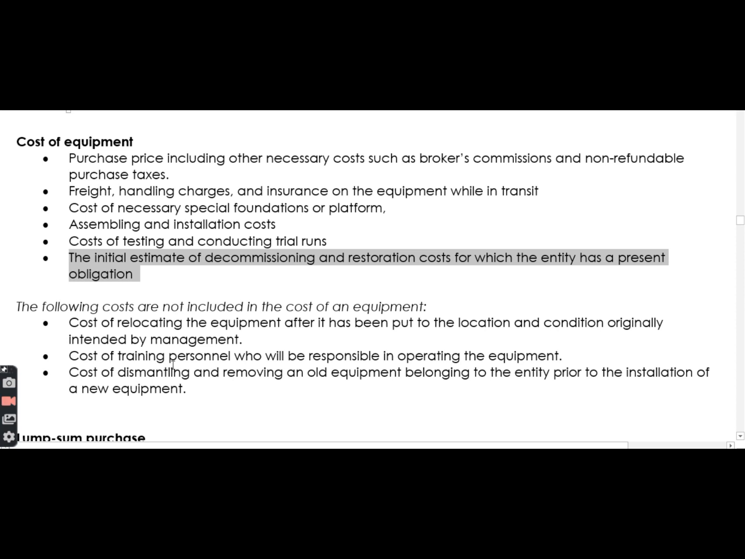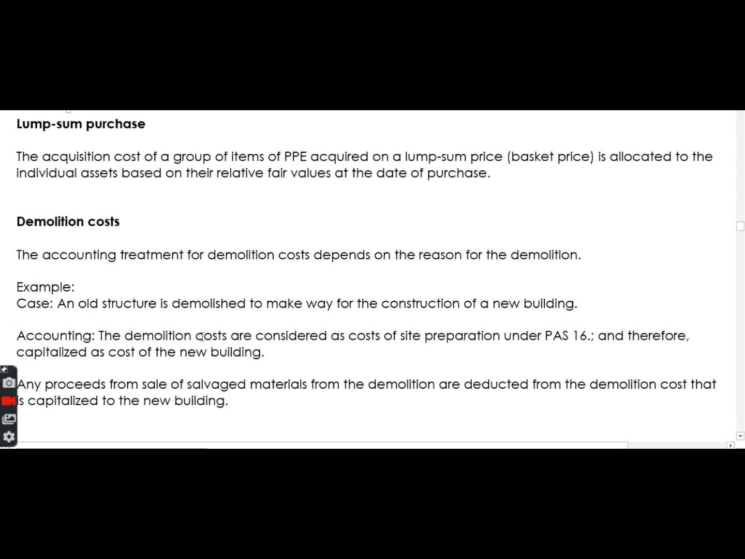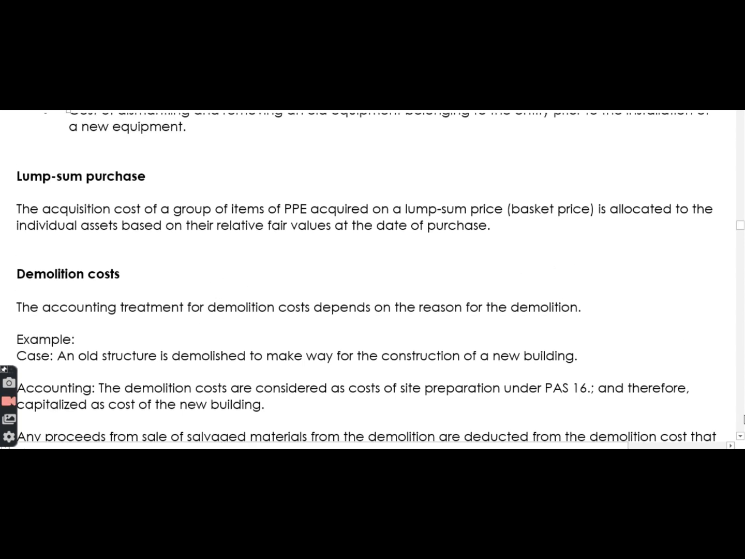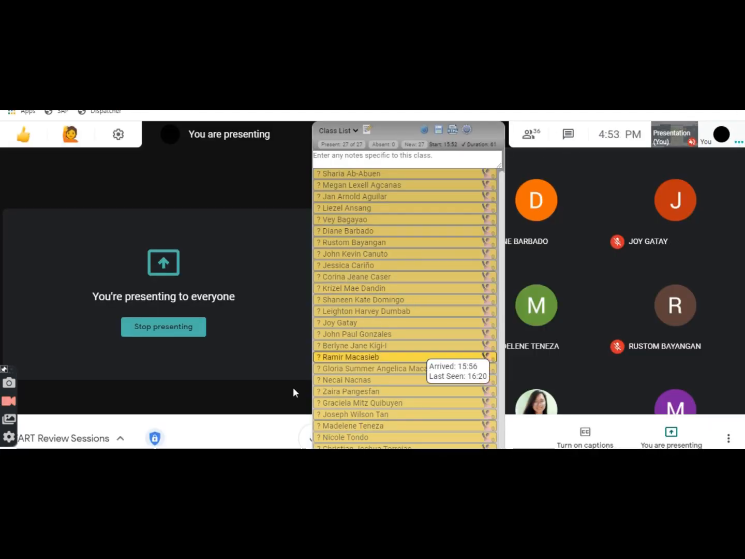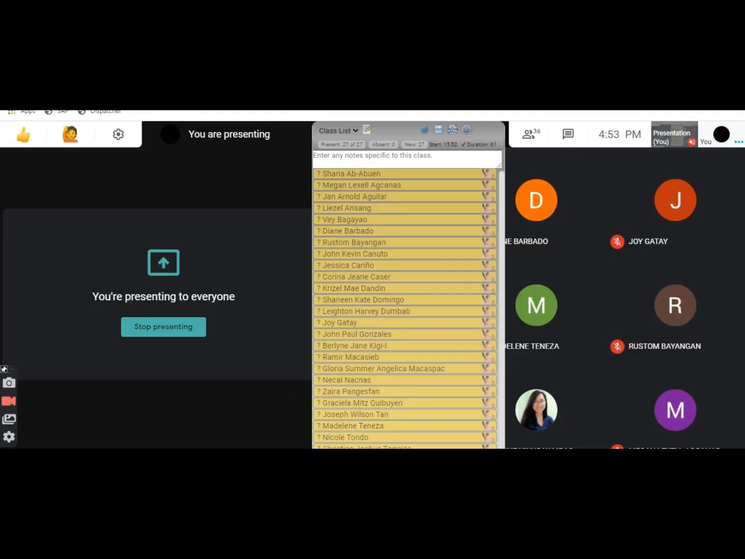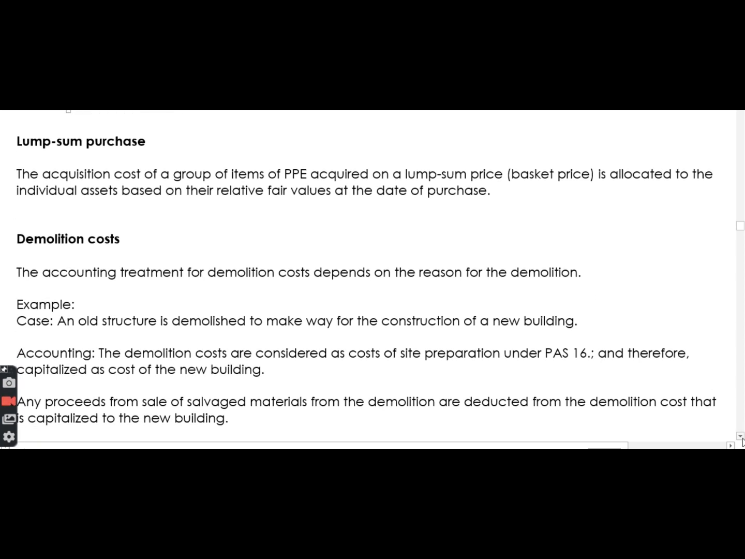Okay, so yun yan. So, now, balik tayo. Punta na tayo sa mga klase ng settlements. Okay? Or klase ng payments. Okay? Yan. So, wait lang. Check ko lang baka may nagtanong. Wala pa naman. Okay. So, let's proceed doon sa types of settlement.